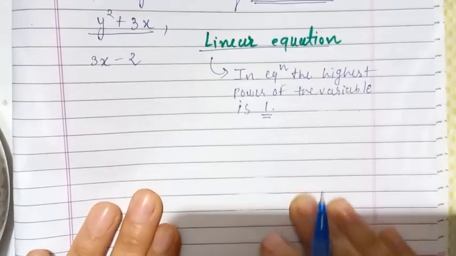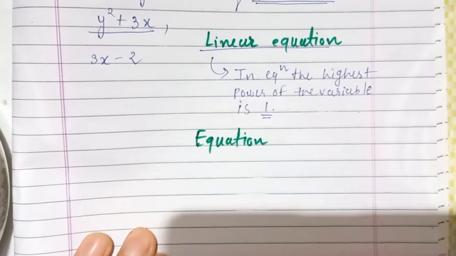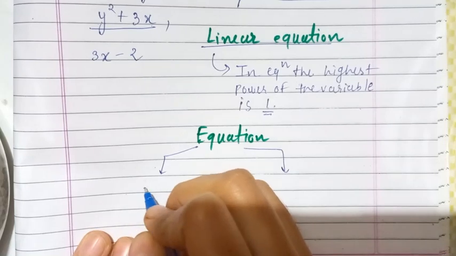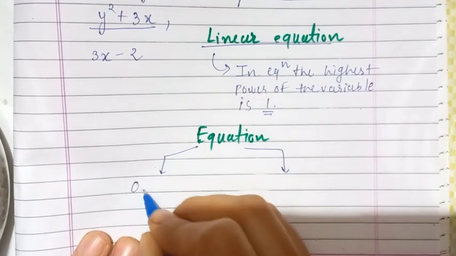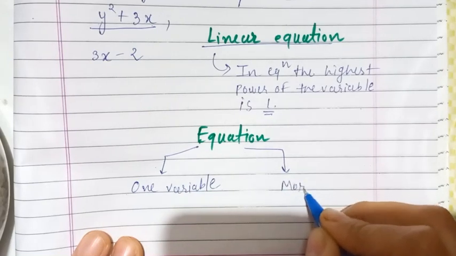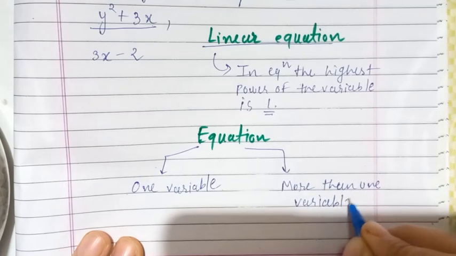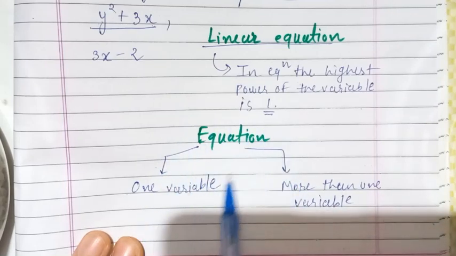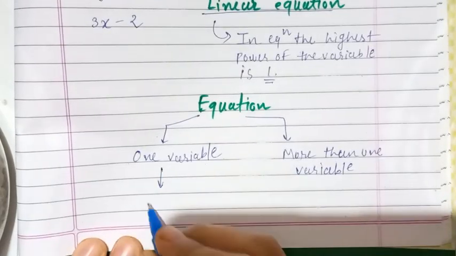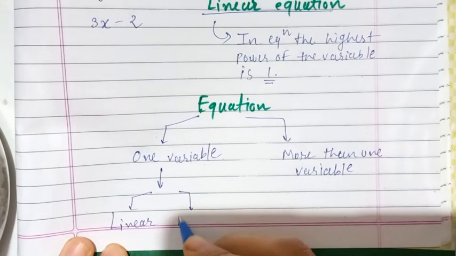So let's see. An equation can be in one variable or more than one variable. So an equation can be of one variable or more than one variable. Now in one variable, there are again two types, linear and non-linear.